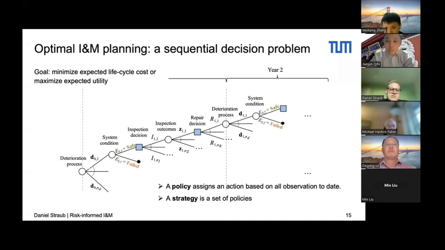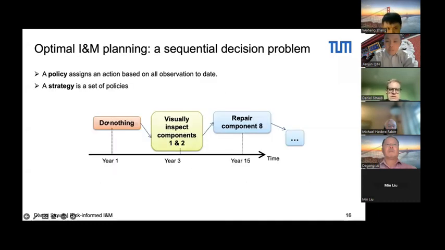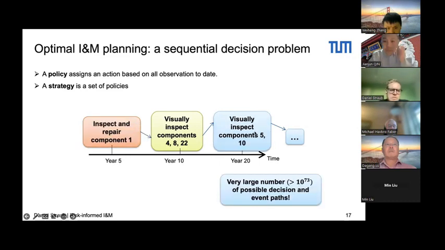Now, just to show one example here, this would be a possible history of what could happen. First year, do nothing. Then in year three, we do some visual inspections. Maybe find nothing. And then in year 15, we repair component A. Or in year five, we inspect and repair component one already. Then in year 10, we do some visual inspection of other components and so on. For a particular example, of course, this depends on the example, but it's 10 to the power of 73 written here. There is a very large number of decisions and event paths that we can take.